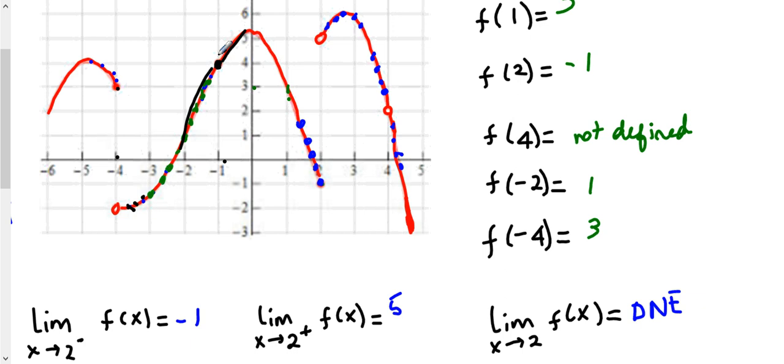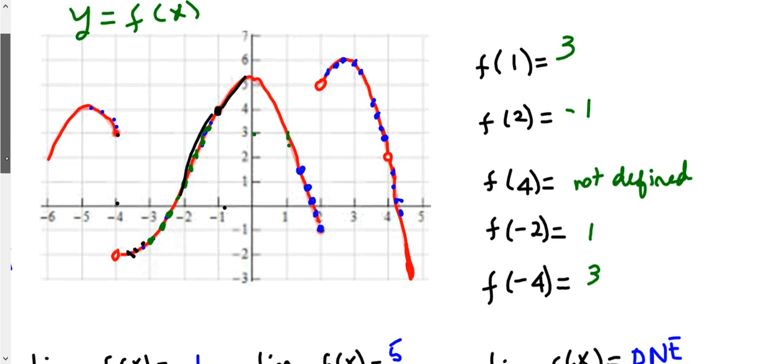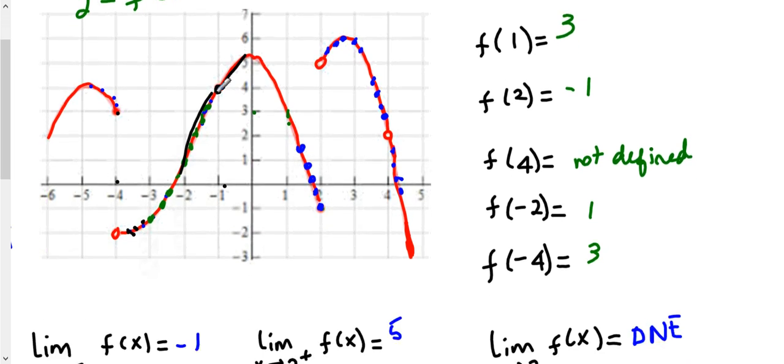So f of negative 1, if you remember, or maybe we didn't answer that. Let's see. f of negative 1 is 4, and the limit as x approaches negative 1 is also 4. So there are some situations where the limit can be equal to the function value, but there are other situations where the limit will differ from the function value. Like here, the limit didn't even exist. The function value, on the other hand, was 3.